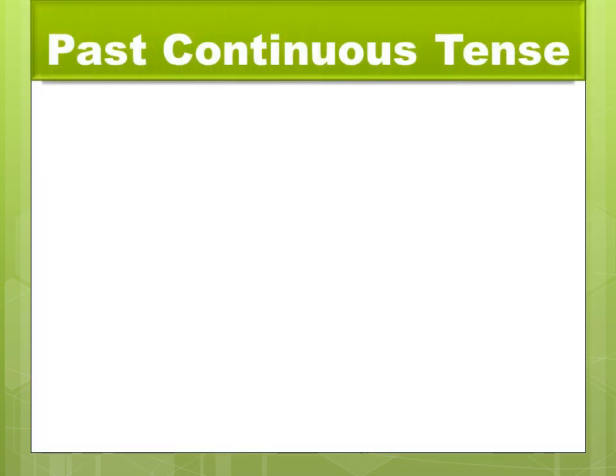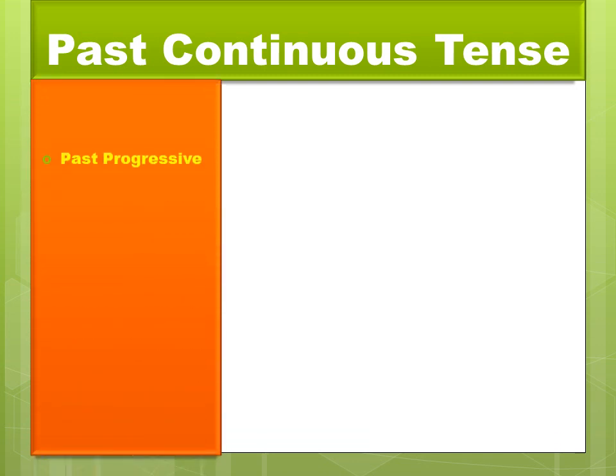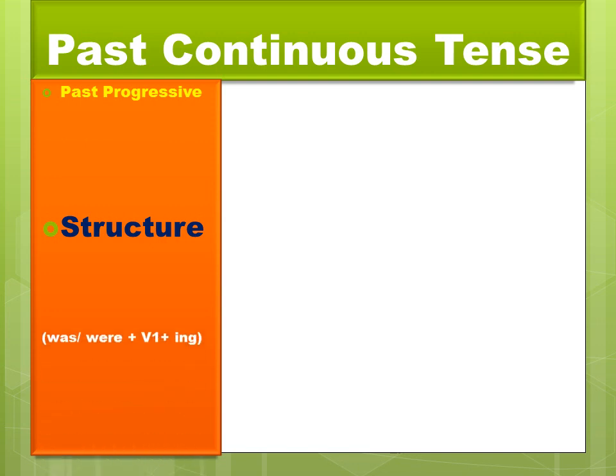Past continuous tense is also called past progressive, and this is a verb tense which is used to show that an action started in the past and that action continued for some time in the past. The structure for past continuous tense is was or were plus present participle.